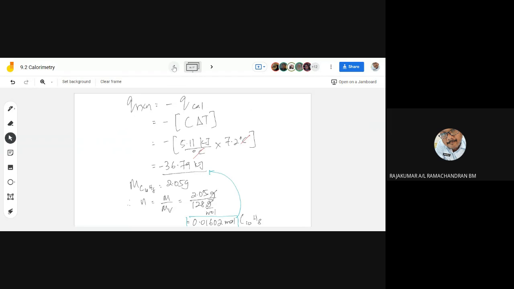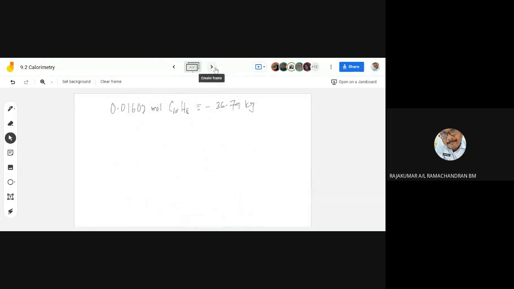Okay, ini statement kita dapat daripada slide sebelum ini. Slide sebelum ini Q reaction kita iaitu heat of combustion kita. Reaction kita merujuk kepada combustion. Okay, combustion kita bebaskan 36.79 kilojoule. Kemudian kita kira mol yang terlibat dalam eksperimen ni 0.01602 mol. So statement kita pada slide seterusnya adalah 0.01602 mol naphthalene releases 36.79 kilojoule.